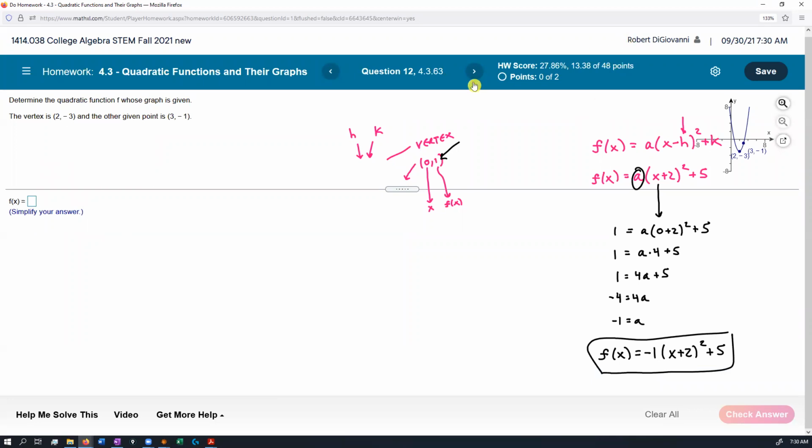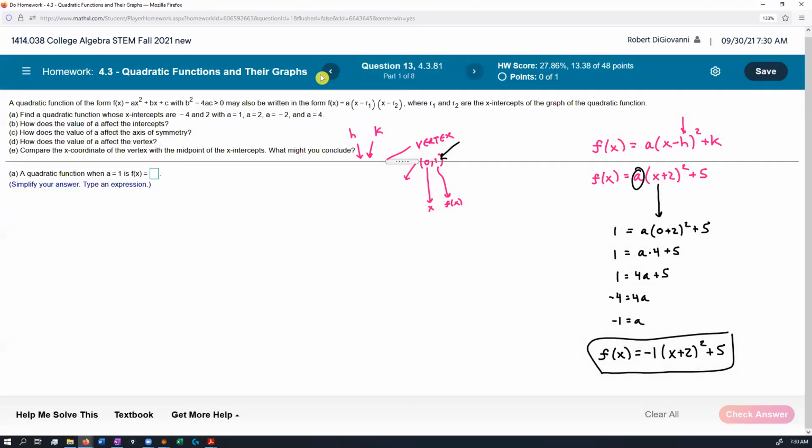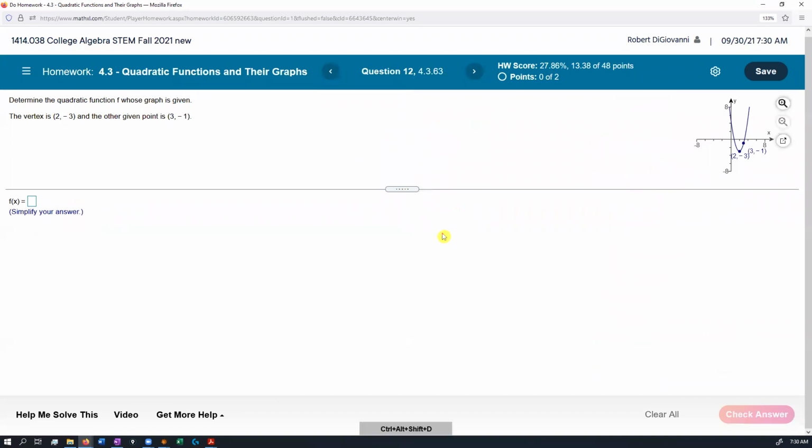Okay. How many more do we have? I thought there was only 11. Okay, let's keep going here. Let's look at 12. Okay, so for this one, determine the quadratic function whose graph is given. So again, here we go.